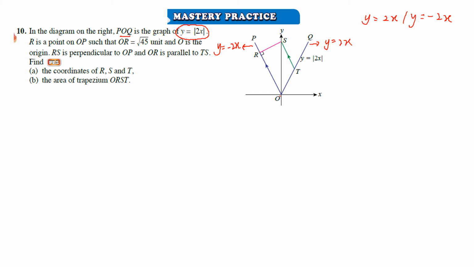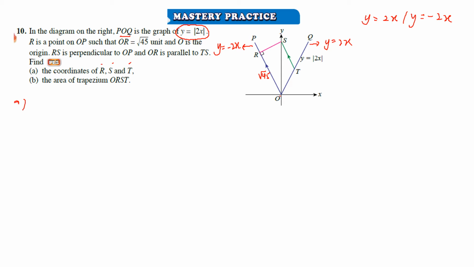such that OR is the distance, or the length, square root of 45 units, and O is the origin. RS is perpendicular to OP, so it is making a right angle with OP. RS is perpendicular to OP, and OR is parallel to TS. Okay, with this sign, OR is parallel with TS. So find (a) the coordinates of R, S, and T.